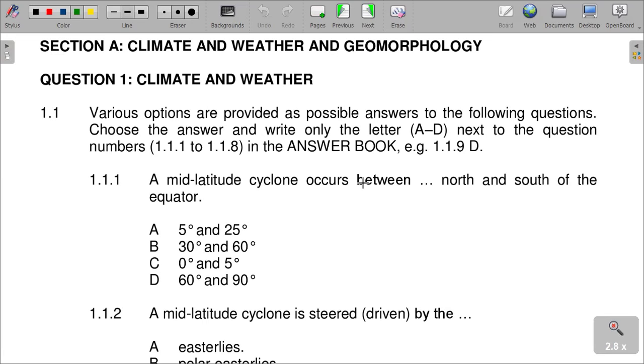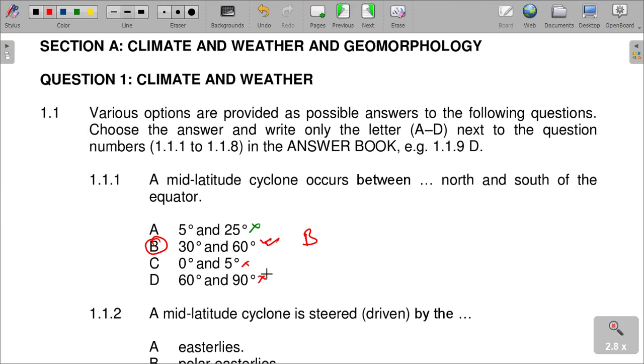The first question reads: a mid-latitude cyclone occurs between dash north and south of the equator. A mid-latitude cyclone occurs between 30 degrees and 60 degrees north and south of the equator. So the first option is not correct. Our answer is B. That's the correct answer on question number one.